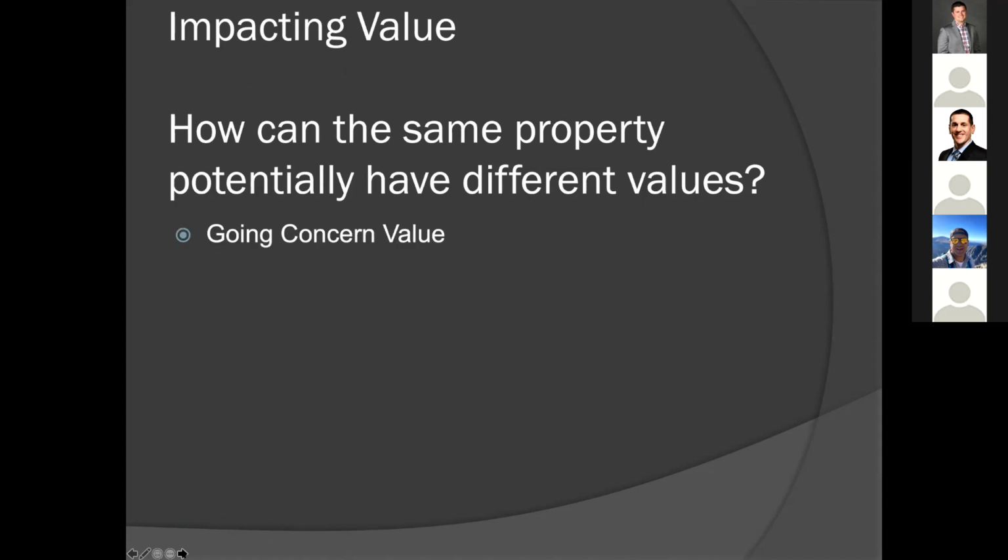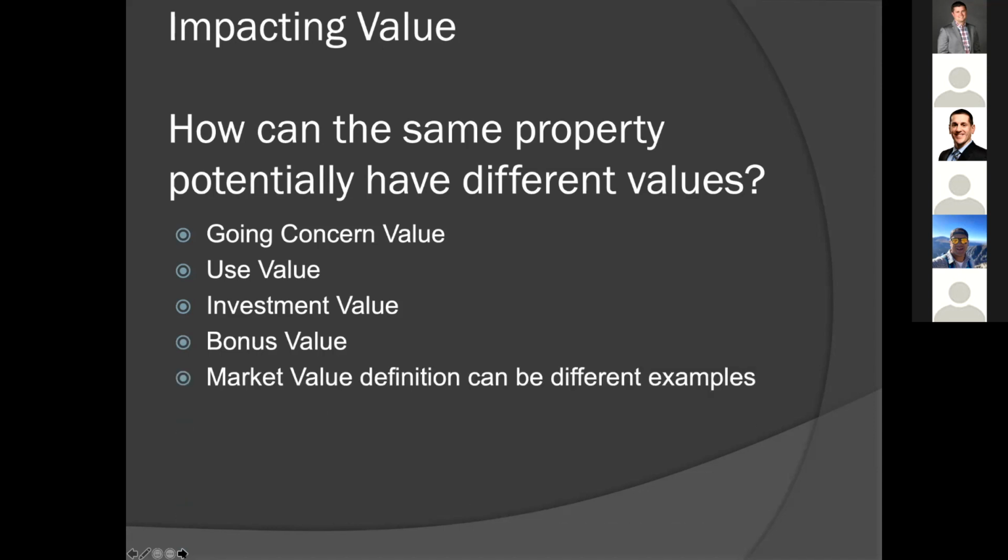So we look at a going concern, which would be more like a hotel, a value in use, an investment value, kind of more what we care about on the income approach side here. And then there's bonus value. And then market value. And market value definitions can be different. One example would be for taxes. If you've got above or below market rents, what the rent should be and how that impacts that cash flow.